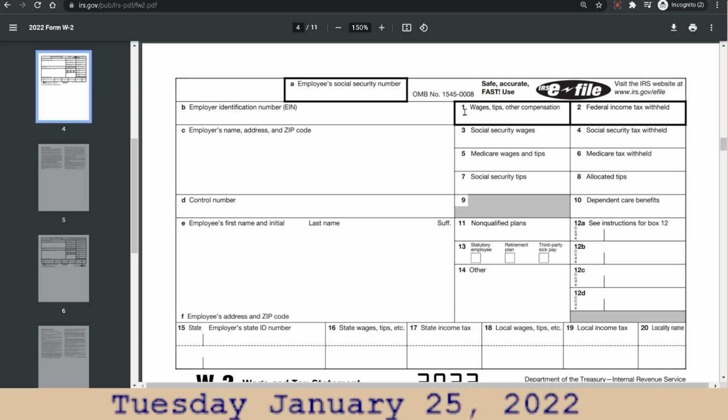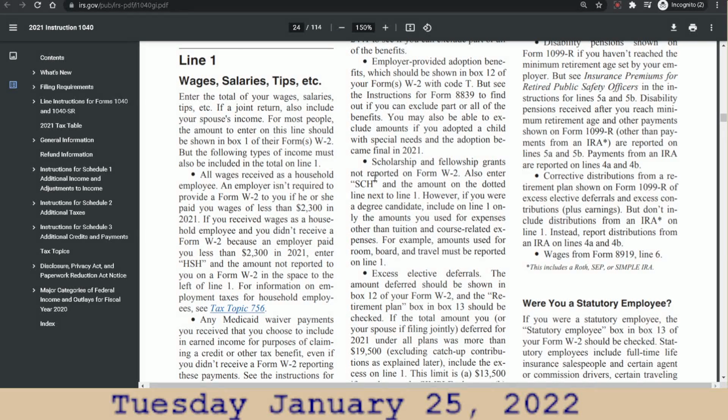Now, if you have more than one wage, salary, tip from more than one person, obviously each one is going to have a separate employer identification number. Talk to your tax advisor to make sure the amounts and the numbers here are correct. So let's pretend you only have one W-2. Enter the total of your wages, salaries, tips, etc. If a joint return, also include your spouse's income.